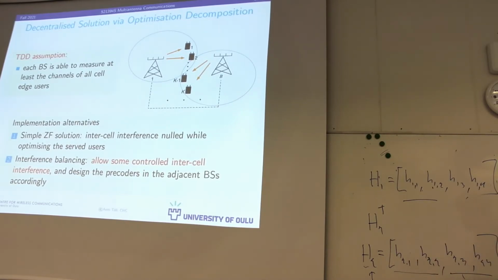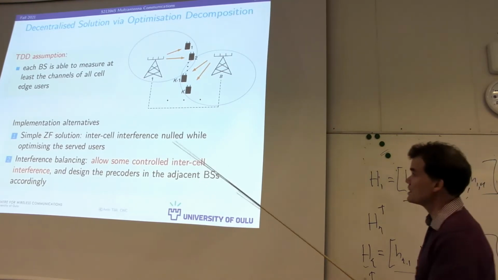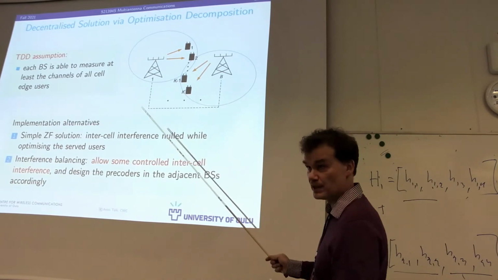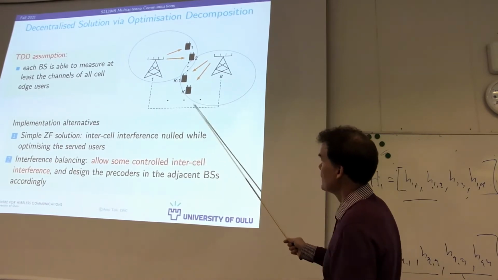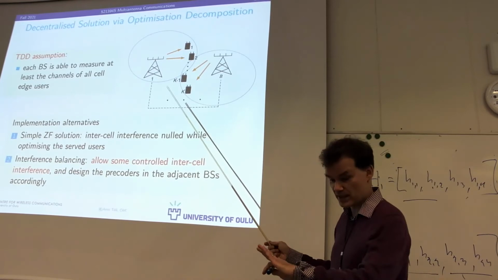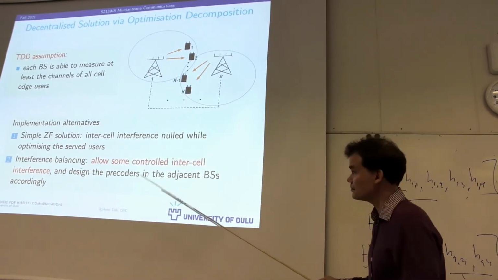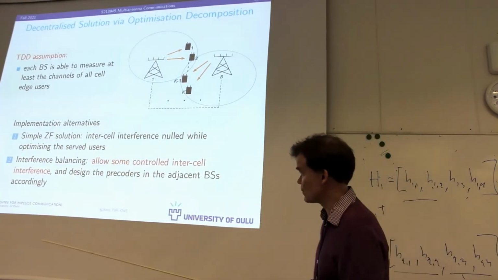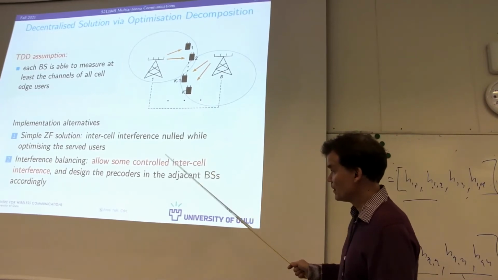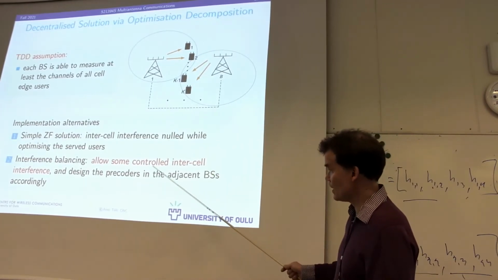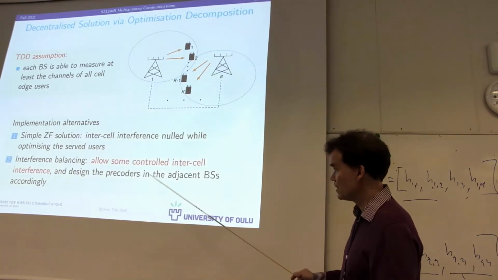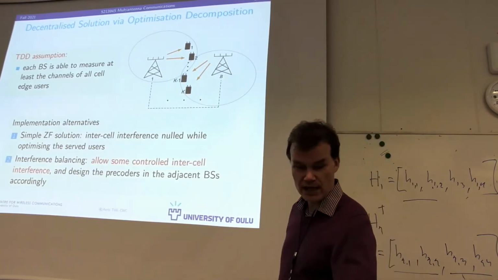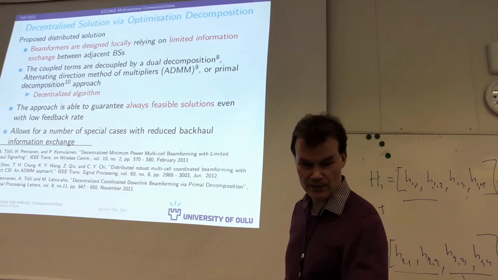Okay. We should include this in the homework as well. But it's very, very easy, just a special case of the coordinated beamformer. So this is the simplest way of doing this, but it's highly suboptimal at lower SNR. So this is a simple ZF solution, completely null. Now we would like to find a balancing solution to allow some controlled intercell interference. These are the precoders in the adjacent cells accordingly.